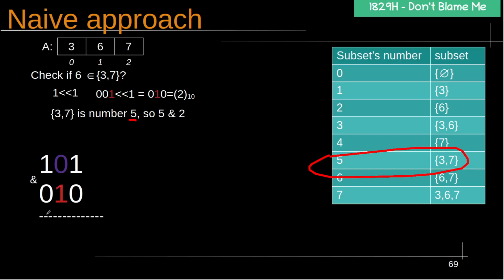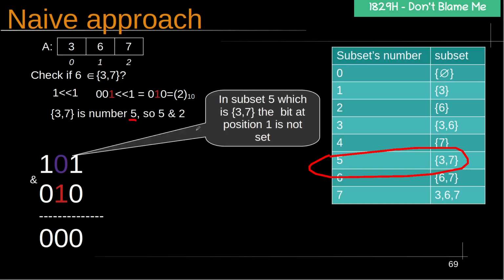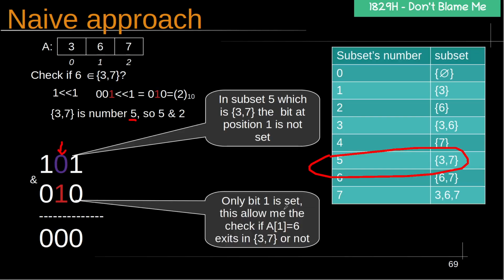As you see here, the result is equal to 0. Let's interpret the result. We have here 1, 0, 1 in subset 5, which is the 7. The bit at position 1 is not set, as you see. And here only bit 1 is set. This allows us to check if A1, which is equal to 6, exists in the subset or not. So here, 6 is not in the subset 3 and 7.